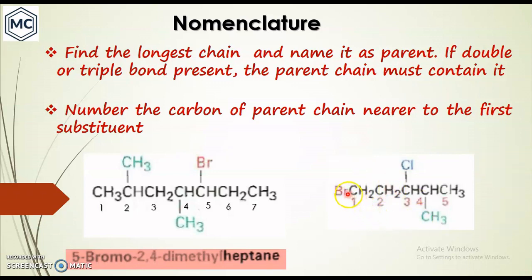Okay, next one, this compound. This will be the parent chain. We should start numbering from this end. And there are substituents: one is chlorine, another one is methyl. So we have to write 3-chloro, and before that, this will be 1-bromo-3-chloro-4-methylpentane.